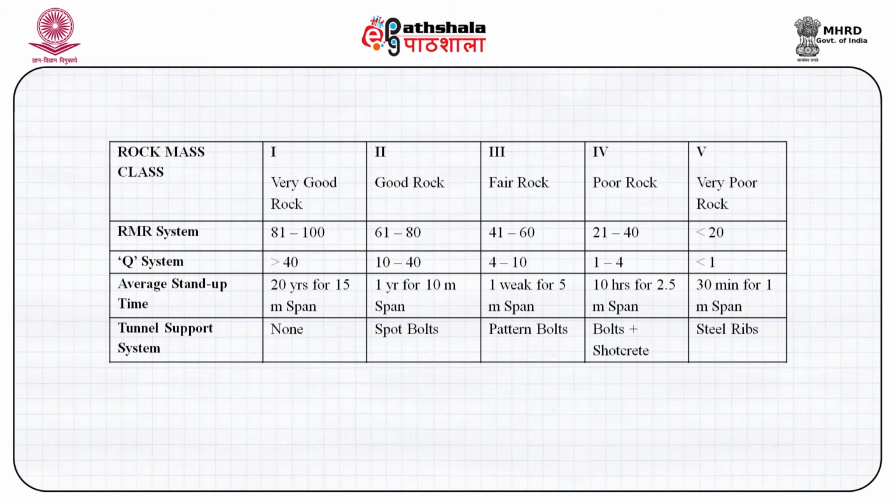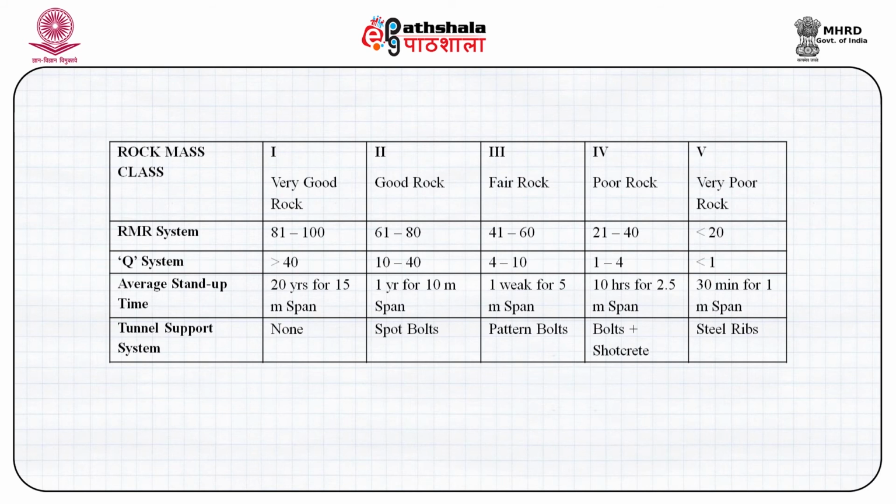If you have fair rock condition, that is class 3, where the RMR value is 41 to 60 and the Q system value is from 4 to 10, then for a 5-meter span, the stand-up time is only 1 week. So it is very little time for a 5-meter span. If you increase the span to 7 meters or 9 meters or 10 meters, then the stand-up time will get lowered further. There we have to install pattern bolts. That means all along the opening, in the back of the tunnel and in the wall of the tunnel, we have to go for pattern bolting.